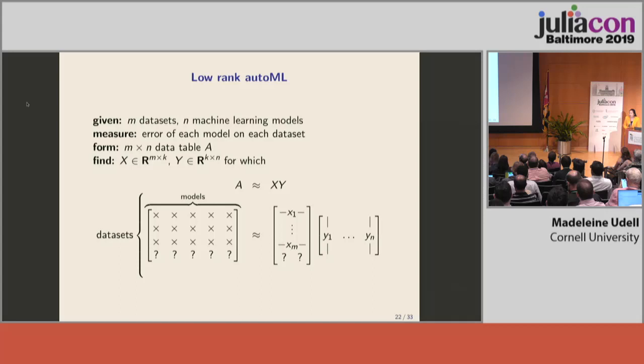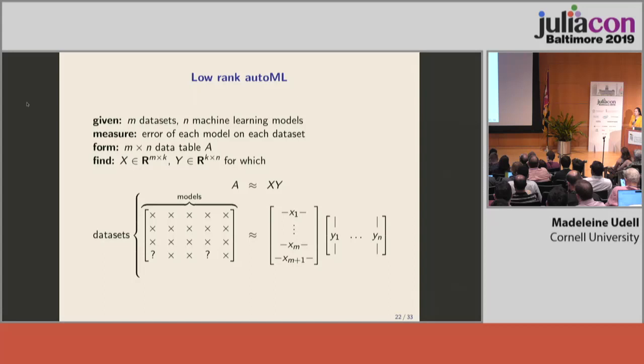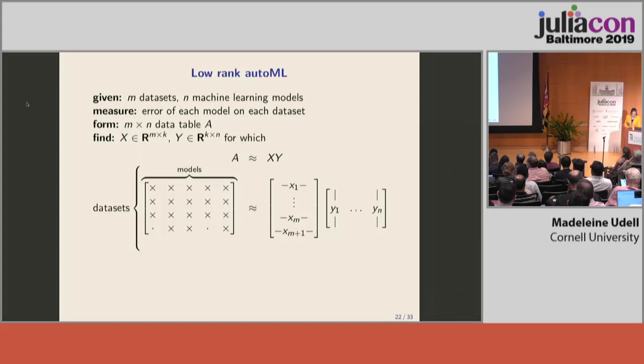But let's say we collect just a little bit of data. We run three of these machine learning models on that new data set. From that, we can just solve a least squares problem to figure out what its row of X should look like. And from that row of X, now we can do imputation. So all of those question marks, we can fill in just using that row of X times the matrix Y. So now we've got guesses for everything, for how well all of the machine learning models perform on this new data set.